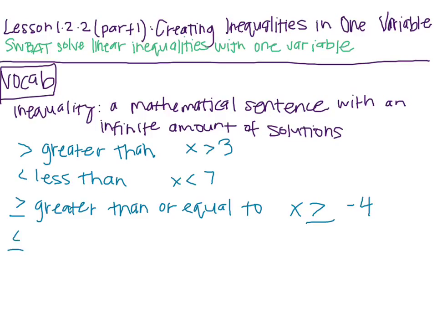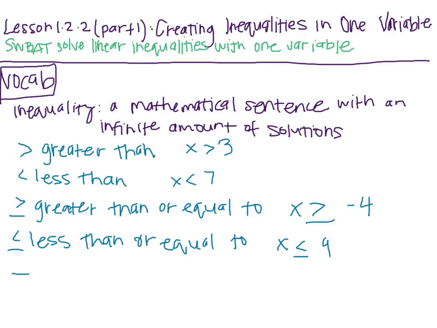Finally is less than or equal to. And that is the opposite. So if we have x is less than or equal to 9, that means x could be 9 or any values less. So it could be 9, 8, 7, 6, 5, all the way to -infinity.